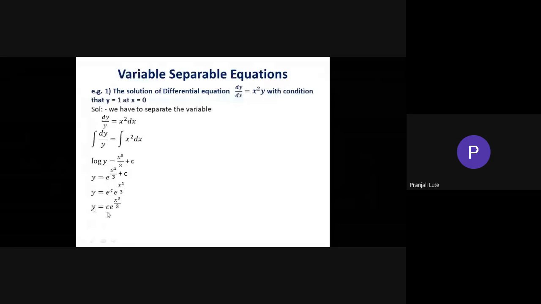But this is not your final answer because some initial conditions are given. So y equal to c e to the power x cube by 3. This is the solution, but the initial conditions are now x equal to 0, y equal to 1. So put x equal to 0 in the solution and put y equal to 1 in the same solution. So 1 equal to c e to the power 0 by 3, so this implies c equal to 1.